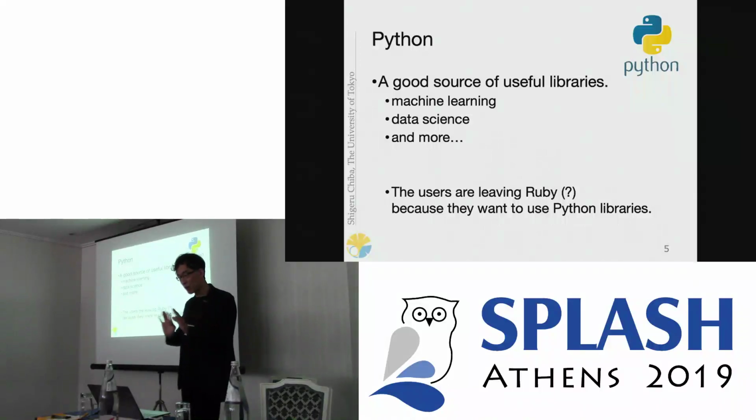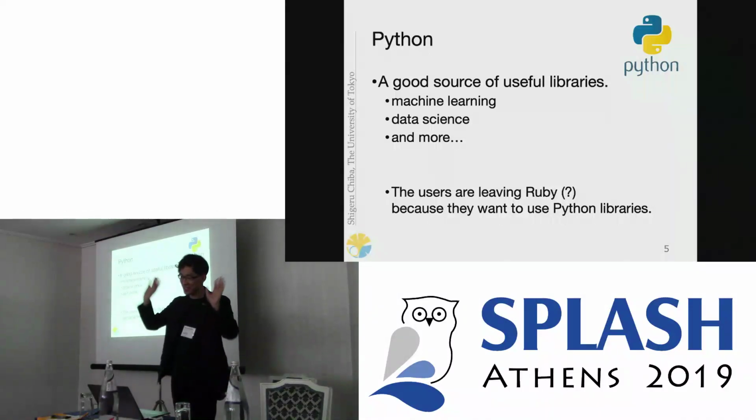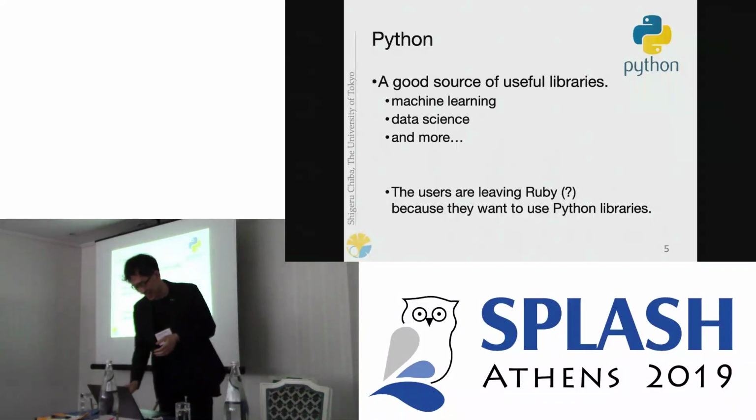I hope there is no Ruby big fan here in the room. But my observation is that users are leaving Ruby because they want to use the Python libraries. For instance, I'm teaching a programming course for novice students, and recently we switched the language from Ruby to Python. Ruby was invented by a Japanese guy, so we wanted to keep that class using Ruby, but there's lots of political pressure to use Python. So that's kind of sad.